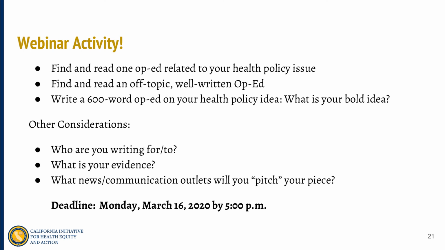As your final webinar activity for this program, we'd like for you to take the time to read two op-eds. The first is one that's related to a health policy issue or a bold health equity idea that you care about. The second op-ed should be off-topic, so not related to a health policy or health equity issue that's interesting to you, but an op-ed that you think is well-written. With both of the op-eds, we'd like to encourage you to identify what's compelling in both pieces, how the author uses the lead and the news hook to grab your attention. We'd like you to pay attention to the different types of evidence that are used, the sources of that evidence, and how they hopefully effectively make the point that's being argued in the op-ed.